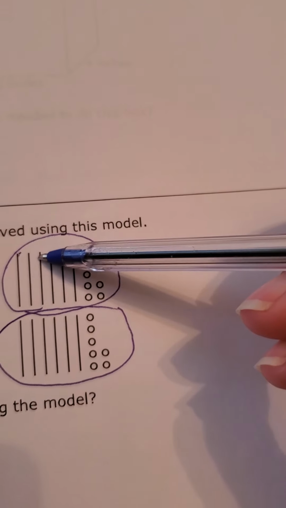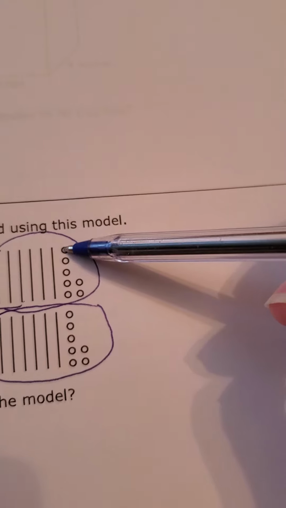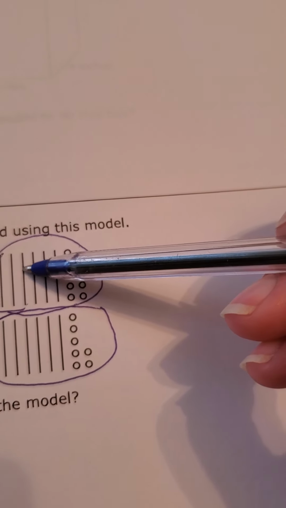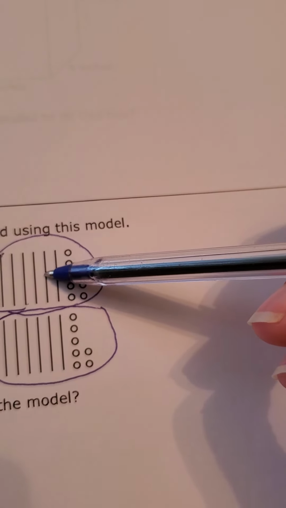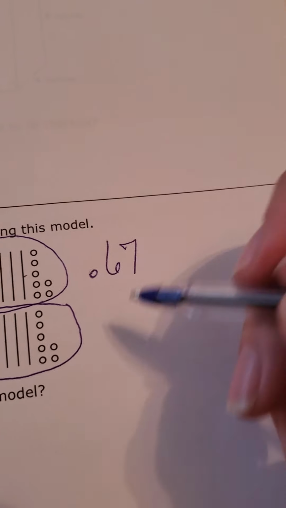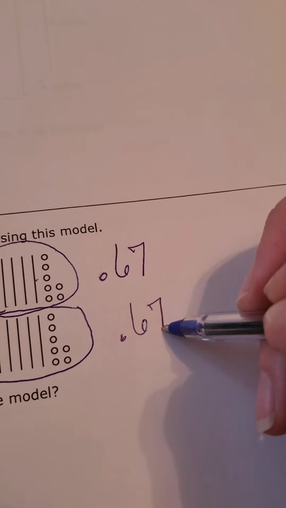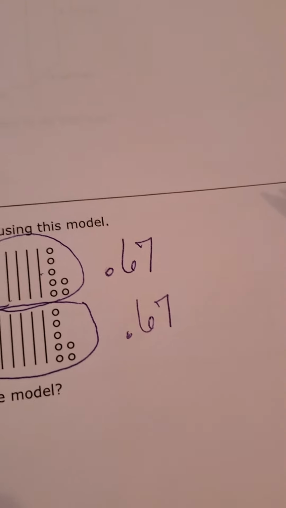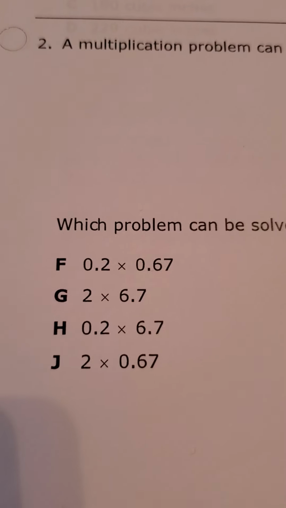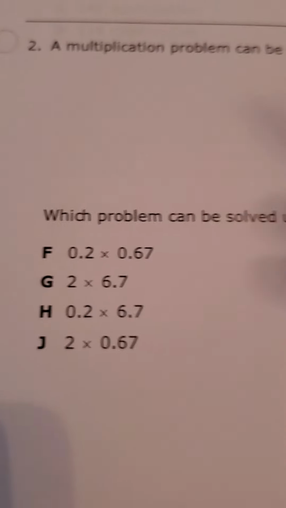Remember that these count for tenths and these are hundredths. Okay, so if we count these, there's 1, 2, 3, 4, 5, 6 tenths, and 1, 2, 3, 4, 5, 6, 7 hundredths. So 6 tenths and 7 hundredths makes 67 hundredths. And we have the same in each group, and there are 2 of those. 2 times 67 hundredths, which would give us answer choice J.